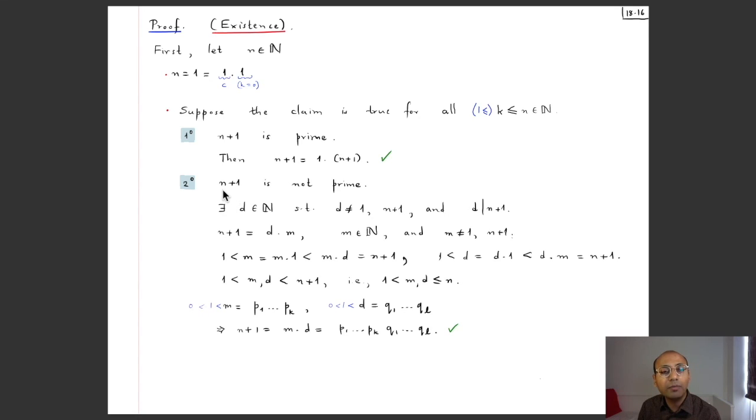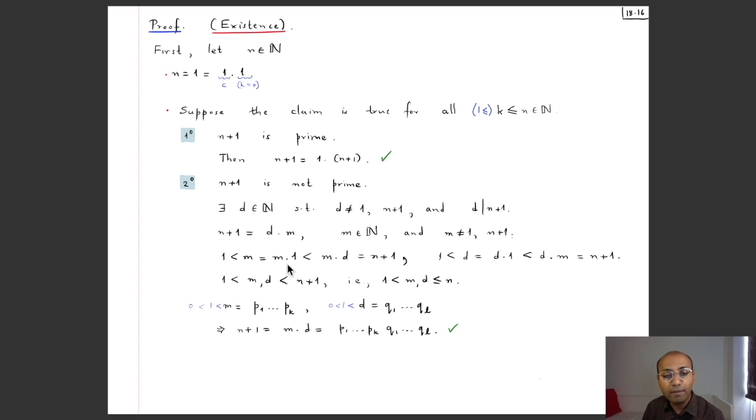Now let us suppose that n plus 1 is not prime. In that case, it has a positive divisor which is not 1 or n plus 1. Okay, and let's call this divisor D. So you can write n plus 1 as D times m. Now since D is not 1 or n plus 1, m cannot be 1 or n plus 1 either, because if m is equal to 1, then D will be n plus 1, which we know is not true. And if m is equal to n plus 1, then by the cancellation rule, D will be forced to be 1, but we know that D is not equal to 1 either. So this m is not 1 or n plus 1.